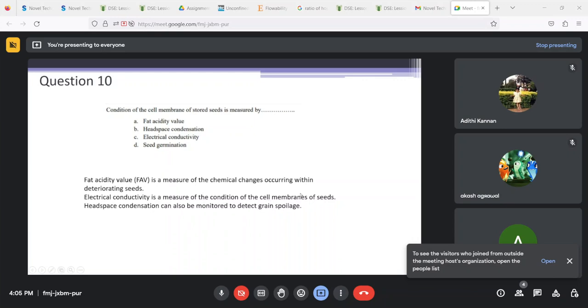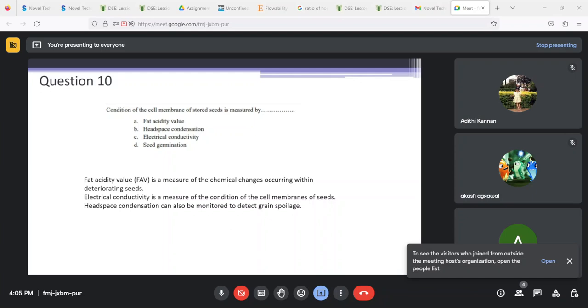The headspace condensation: basically if you have a lot of moisture in your grains, or if there is too much growth as well, you will often have headspace condensation. That is, if you have a big bin or a silo of 20 meters, you will fill only 15 meters with grain. The rest of the 5 meters will just be air.